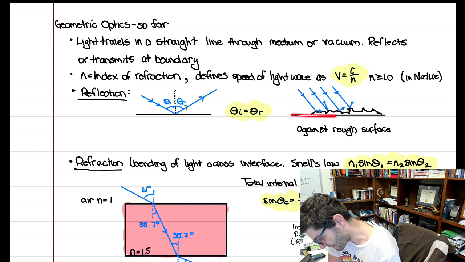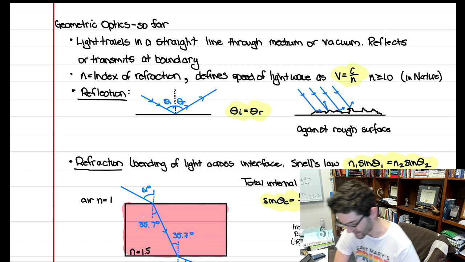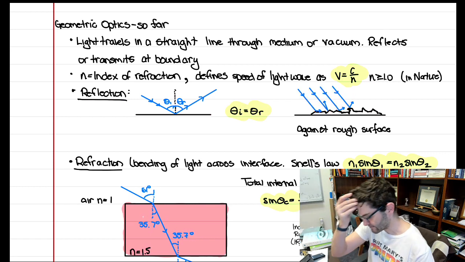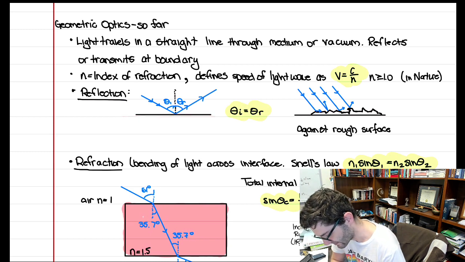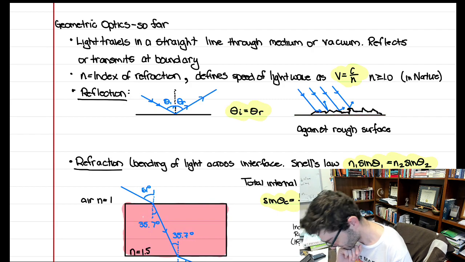Then when you have something like a rough surface, the law of reflection is still being obeyed, but each different light ray might be taking a different reflective path. When you have something super smooth like this, you can get things like polarization, or something like this ends up just being a little bit of a mess.